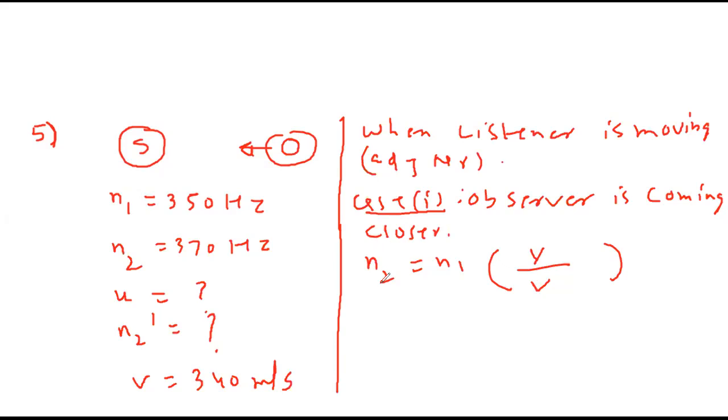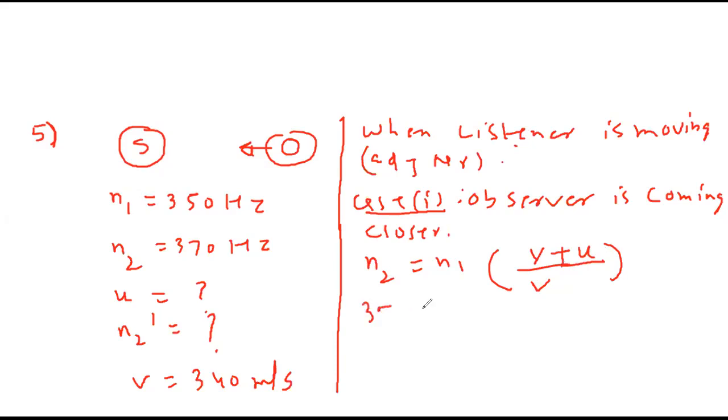So N2 is apparent frequency, N1 is actual. No change, so V and V cancel, same to same. But either source is moving or listener moving or both moving, we will adjust. Now what to adjust? If listener is moving, adjust numerator. So coming closer, frequency will increase, therefore numerator should increase.